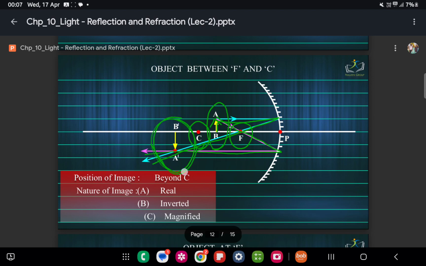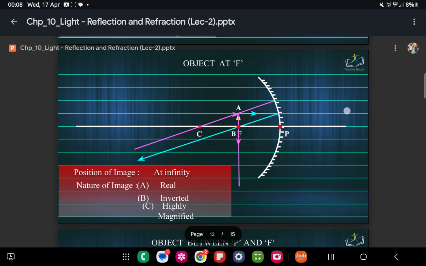What I am marking here, you can see this one. So the properties: when any object is kept between F and C, the position of the image is behind C, and the nature of the image is real, inverted and magnified. Magnified means we get an enlarged image compared to the object. If the object is small in size, the image will be larger.